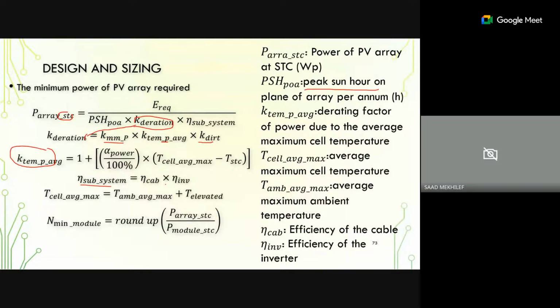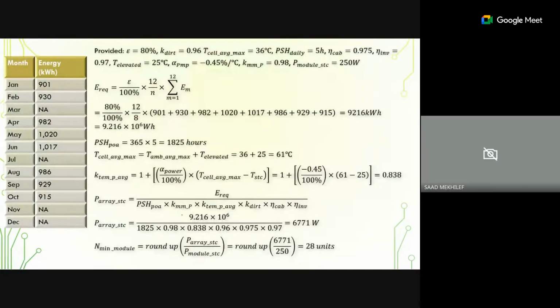The subsystem efficiency includes the inverter efficiency and the cable efficiency, and then the cells. So you get this. This is the number of modules, and you round up. Let me give you an idea. This is an example, just to tell you actually how much the effects are.